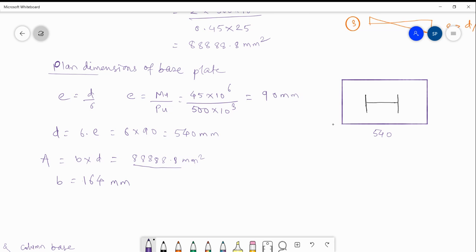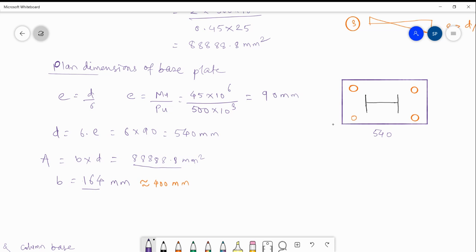But as far as possible, if you provide this 164, you cannot accommodate. So likely water connection is to be done. So you have to accommodate anchor bolts as well. Now this flange width is to be accommodated as well. So that's why this 164 is not going to be sufficient. So we will make it 400 mm.